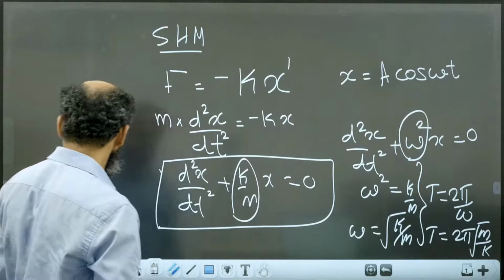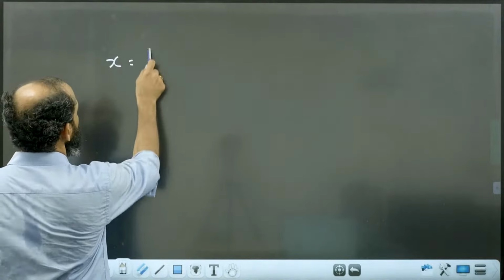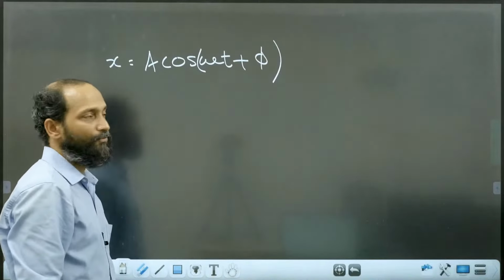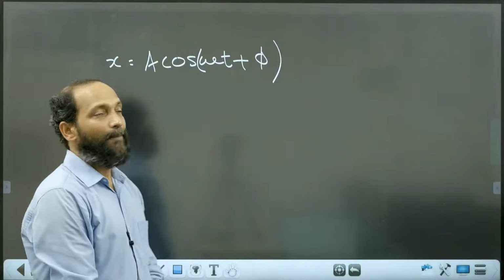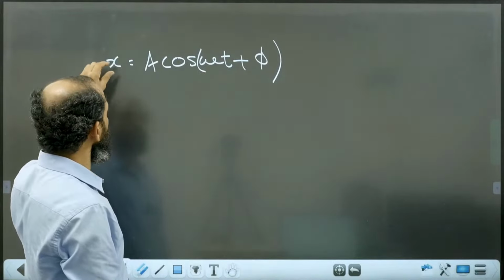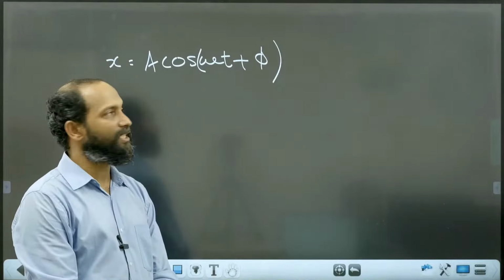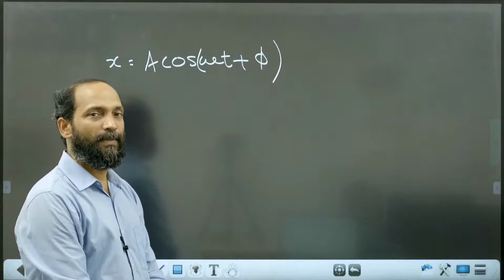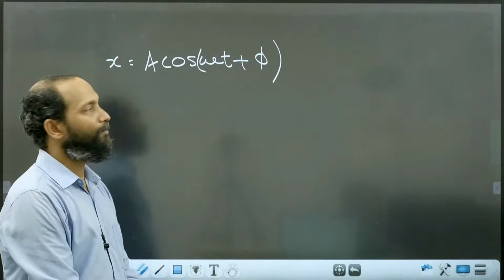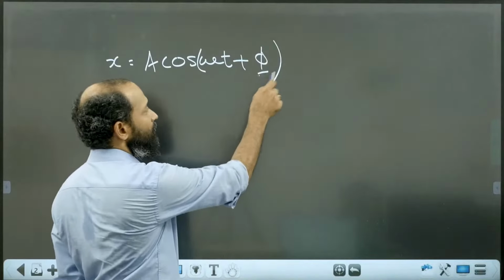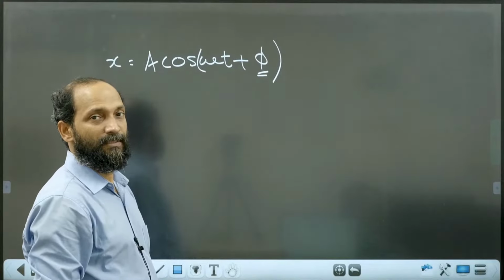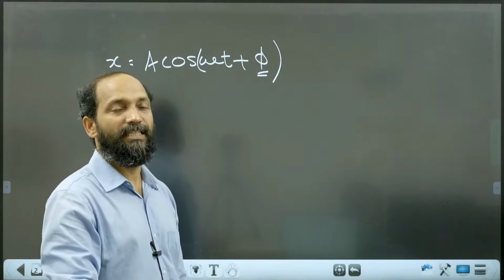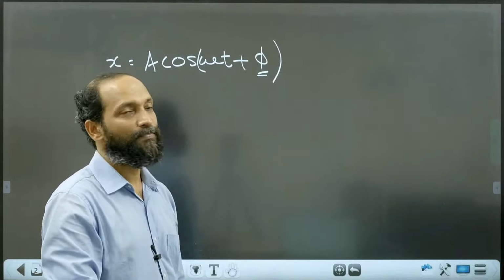Then you can express x is equal to a cos (omega t plus phi), where a stands for the amplitude of position, amplitude of x. x stands for position at time t. A stands for amplitude, meaning maximum displacement, maximum position from the mean position. Phi stands for the initial phase angle. That will tell you what phase angle is there initially at t equal to 0 from the reference point.